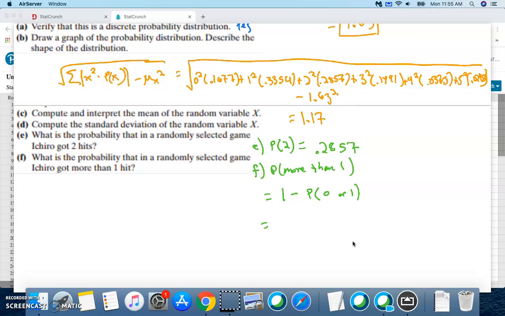So this would be 1 minus the probability of getting a 0, and then you'd also subtract the probability of getting a 1. So this would be 1 minus, and those probabilities were 0.1677 and 0.3354. Okay, and I get 0.4969. Whoops, not 6669. And that'd be the probability that Ichiro gets more than 1 hit in a game.